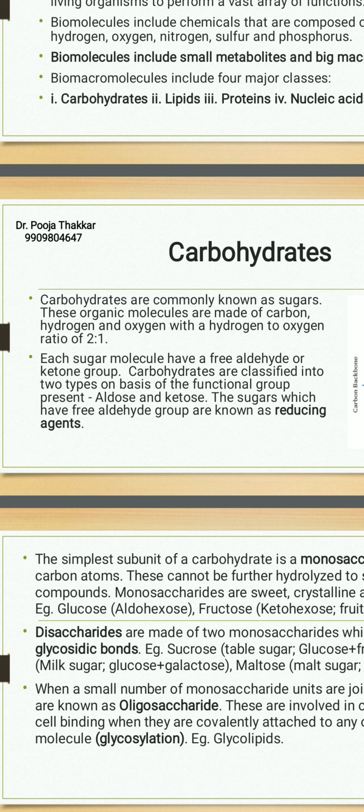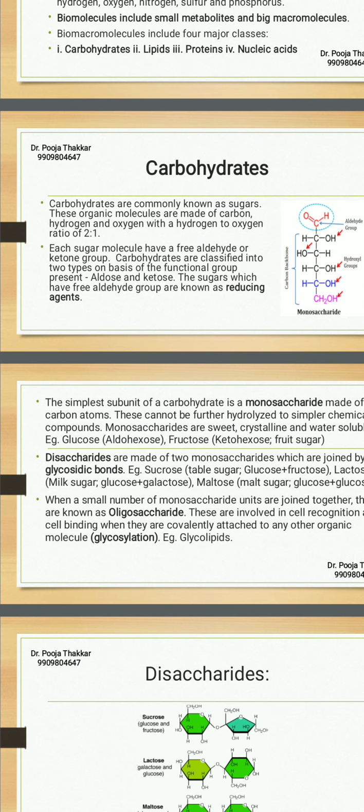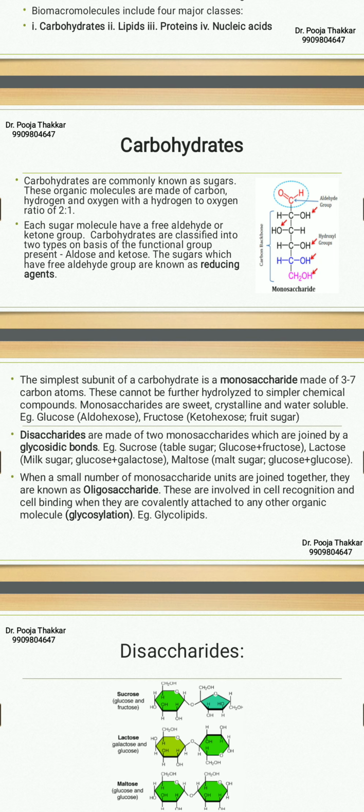Based on that, carbohydrates are classified into two categories based upon the type of functional group they carry, either aldose or ketose. Sugars having a free aldehyde group are called reducing agents. In the next slide, we need to discuss how carbohydrates are made from carbon, hydrogen, and oxygen. To understand the varieties of disaccharides or polysaccharides, first we need to analyze monosaccharides, the monomer unit or basic sugar unit of the carbs.